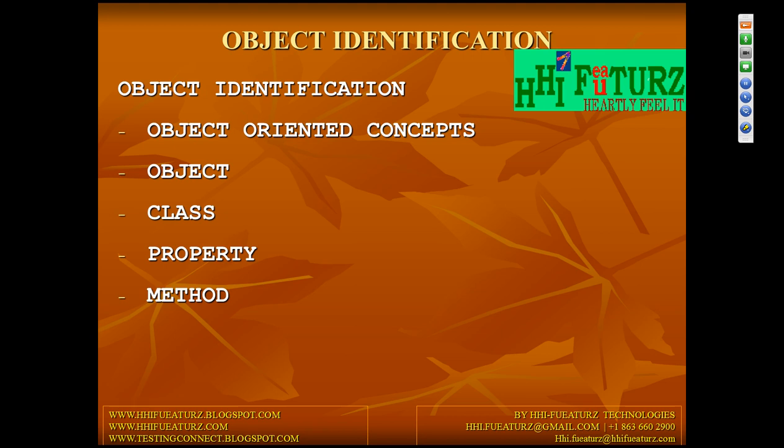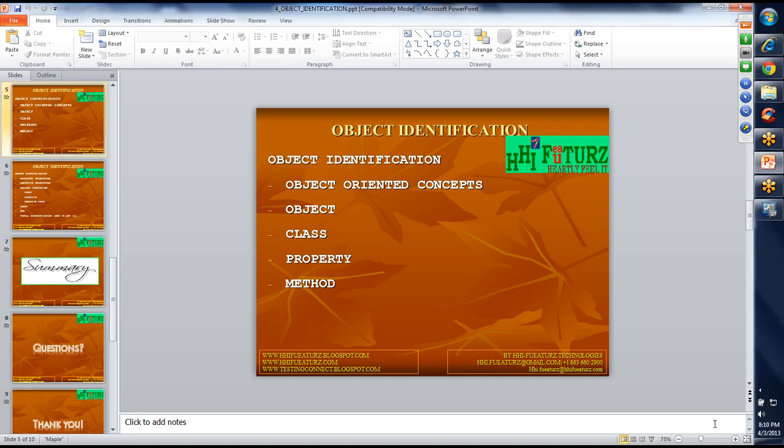An independent entity you consider as an object. Each and every entity should have some properties, and some objects may have common properties. Those objects with similar properties you consider as a class. So this is your object and class. Then property and method, I will tell you exactly like that.